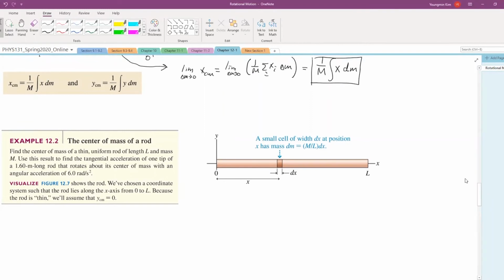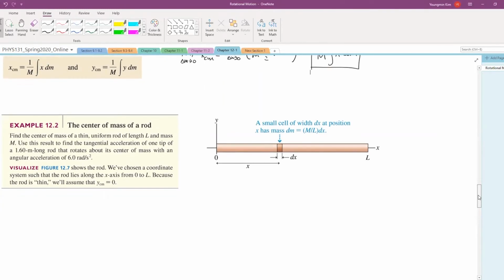So take a look at example 12.2. And hopefully this concept will be solidified with this example. Now, what we're going to do here is that we have not just one or two objects. We have gazillions of particles inside of this rod, and we are to find the center of mass of this particular shape. Now, you have a uniform rod, meaning the mass is equally distributed throughout this rod.